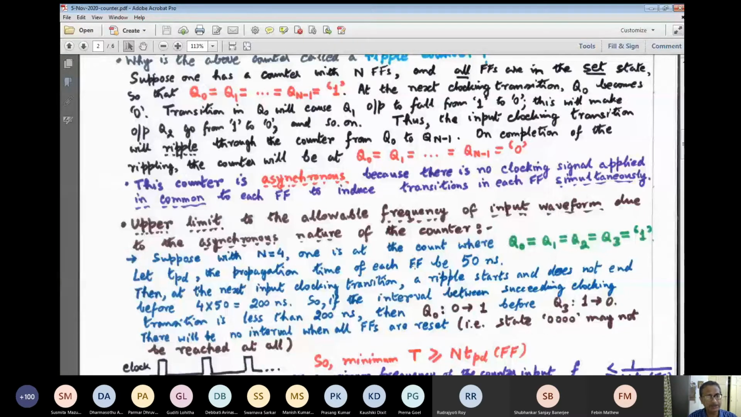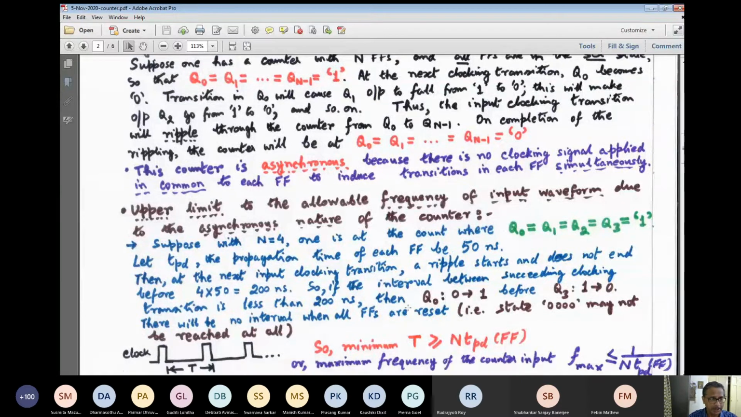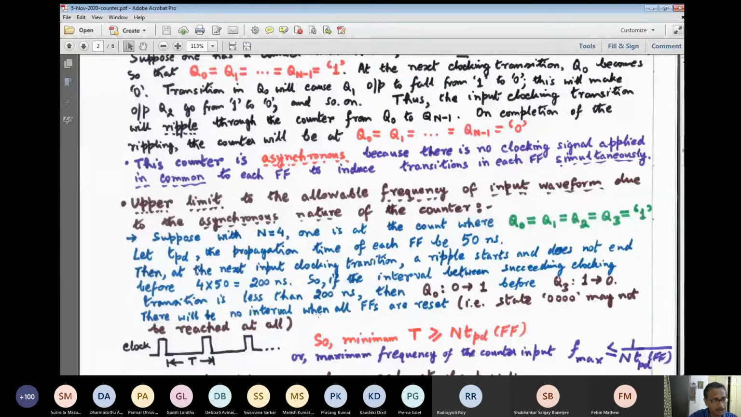Let TPD, the propagation time of each flip-flop, be 50 nanoseconds. Again, it is a nominal value. Some of them can be 49, some of them can be 51, because in practice, in nature, all the gates, although they are produced in the same batch, due to some process variations or otherwise, the flip-flop delay can vary. Not exactly 50, but this is a typical nominal value.